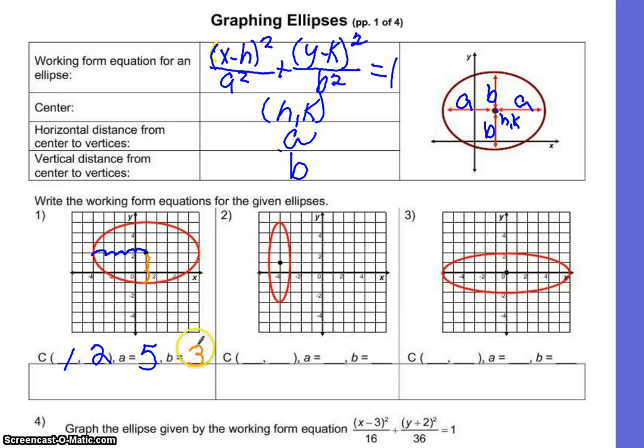So based on that information there, I can now write my equation. So I know that I'm going to have x minus my h, and in this case, what is my h? That's correct, it's a 5 squared over my a, and my a is 5, so 5 squared would be 25, plus y minus my k, and my k is a 2, squared over my b squared. My b is a 3. 3 squared is 9, and I'm always going to set that equal to 1.